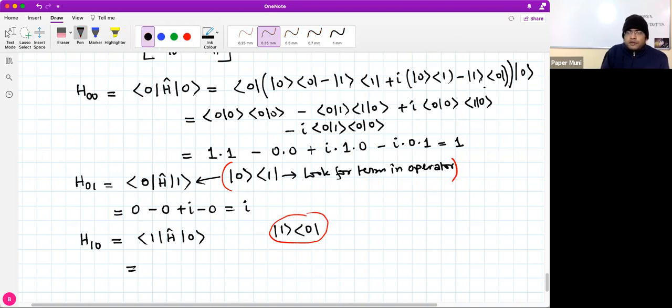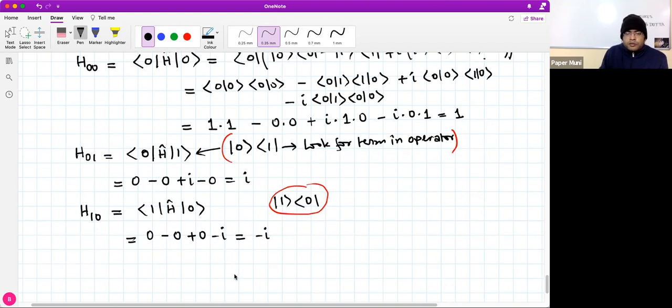So if this term survives, we have a minus iota. We don't need to write it down, or let's write it down so that you have this thing: the first term will be 0, the other terms will be 0, only this term will survive. This is minus iota.